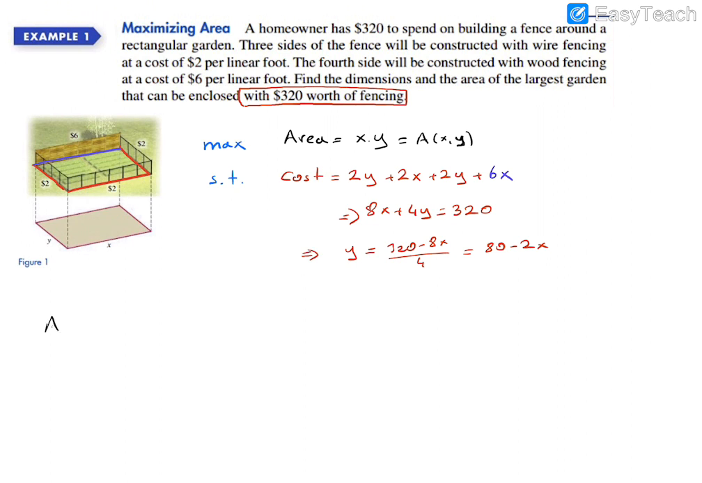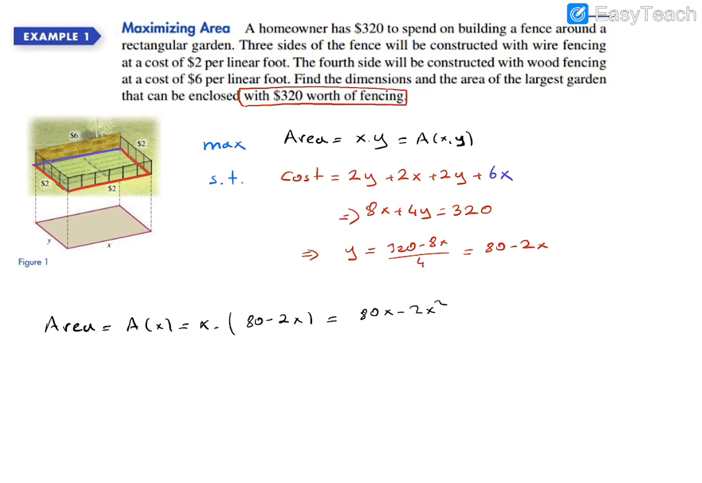Okay, so the area, with respect to x, equals x times y, which is 80 minus 2x. So this is 80x minus 2x squared. So we will maximize this area function.